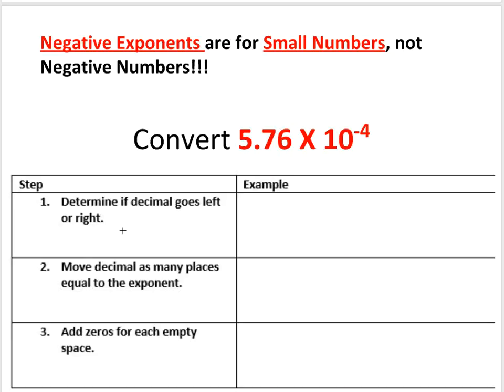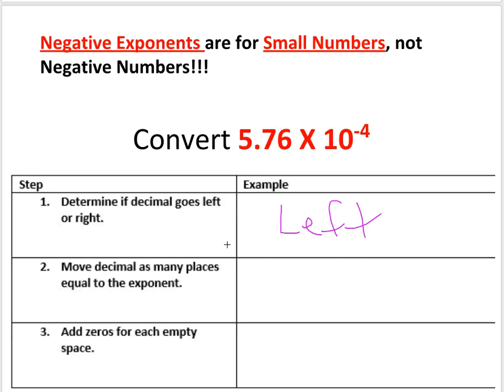The steps for that are kind of like going in reverse. So we're going to figure out if our decimal is going to go to the left or to the right. If we have a negative exponent, we need to make a really small number. You have to ask yourself, should I move this thing to the left to make it smaller? Or if I move it to the right, will it make it smaller? Well, if we go to the right, it's going to start turning into 57.6 and then 576. And that would be a big number. So we have to go to the left on this guy in order to make it a small number.